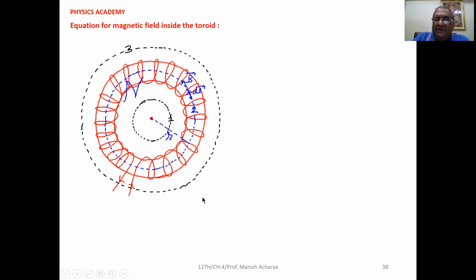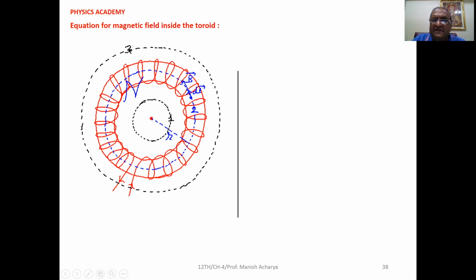For this Amperian loop 1, the current enclosed by this loop, or we can say the current passing through this particular loop, is 0, because the entire current is outside it. So the magnetic field is 0. In this particular region, at any point, the magnetic field is 0.